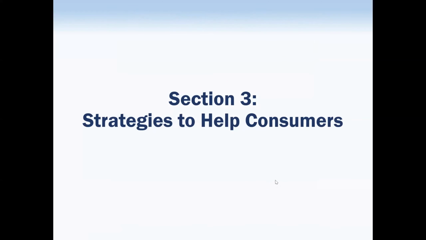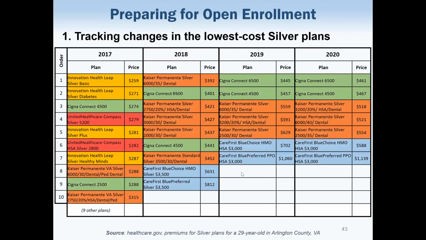Now I want to move on to section 3, just how can we really help consumers walk through this really complicated process of comparing plans. So one of the things you can do is, as you're preparing for open enrollment, as the plan information becomes available for 2021, you can map them out and see how things changed from the previous year.